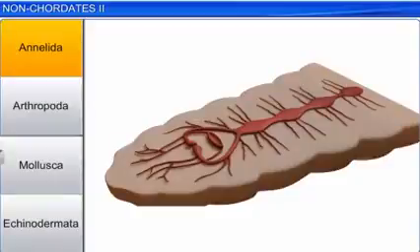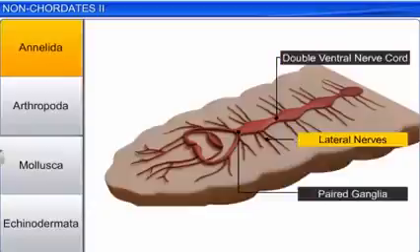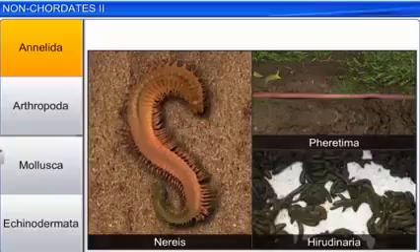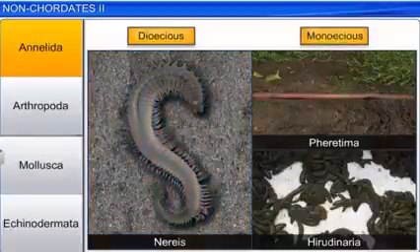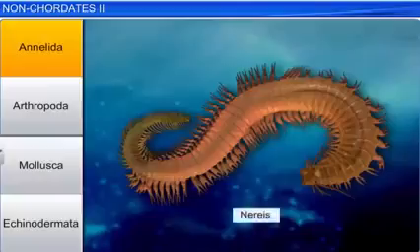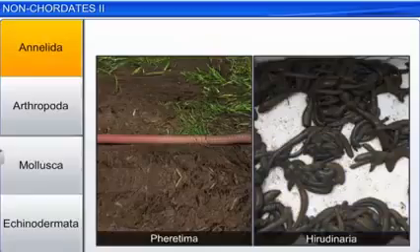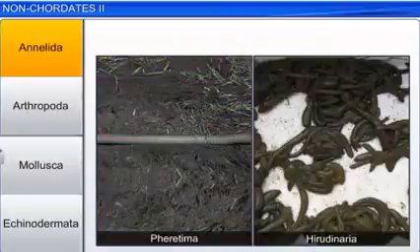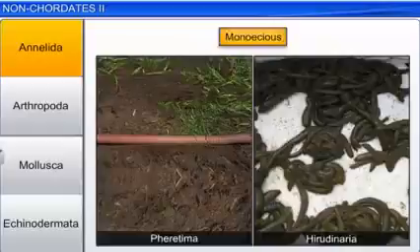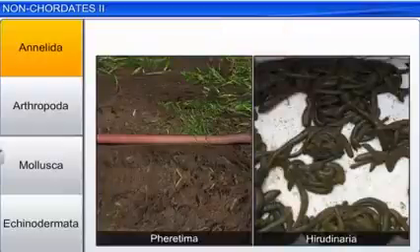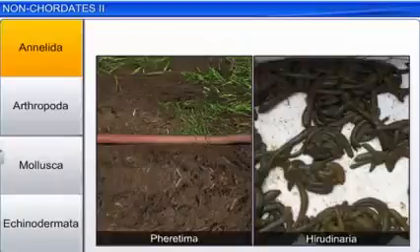The nervous system consists of paired ganglia that are connected to a double ventral nerve cord by lateral nerves. Annelids are both dioecious and monoecious. Nereis is dioecious, while Pheretima and Hirudinaria are monoecious and exhibit sexual reproduction. Pheretima and Hirudinaria are some common annelids.